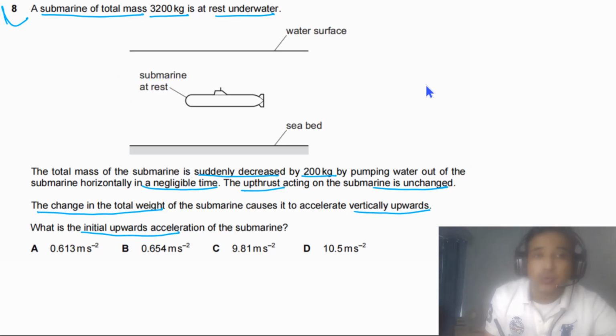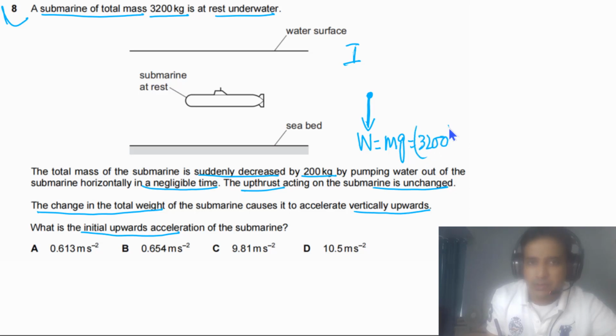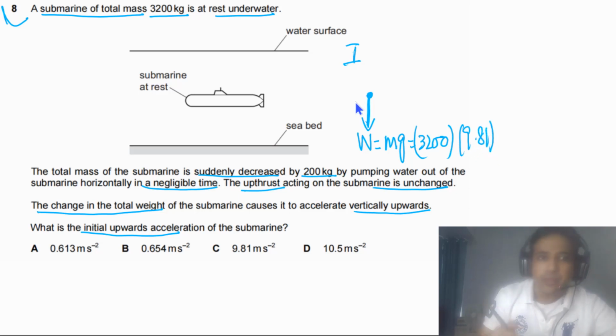So we have two different cases. First of all, we have case 1. For case 1, it is given to us that the submarine is simply at rest. The weight of the submarine acts downwards and is equal to mg. The mass of the submarine is 3200 kg multiplied by the value of g, which is 9.81. As the submarine is at rest, it's not moving vertically up or down.